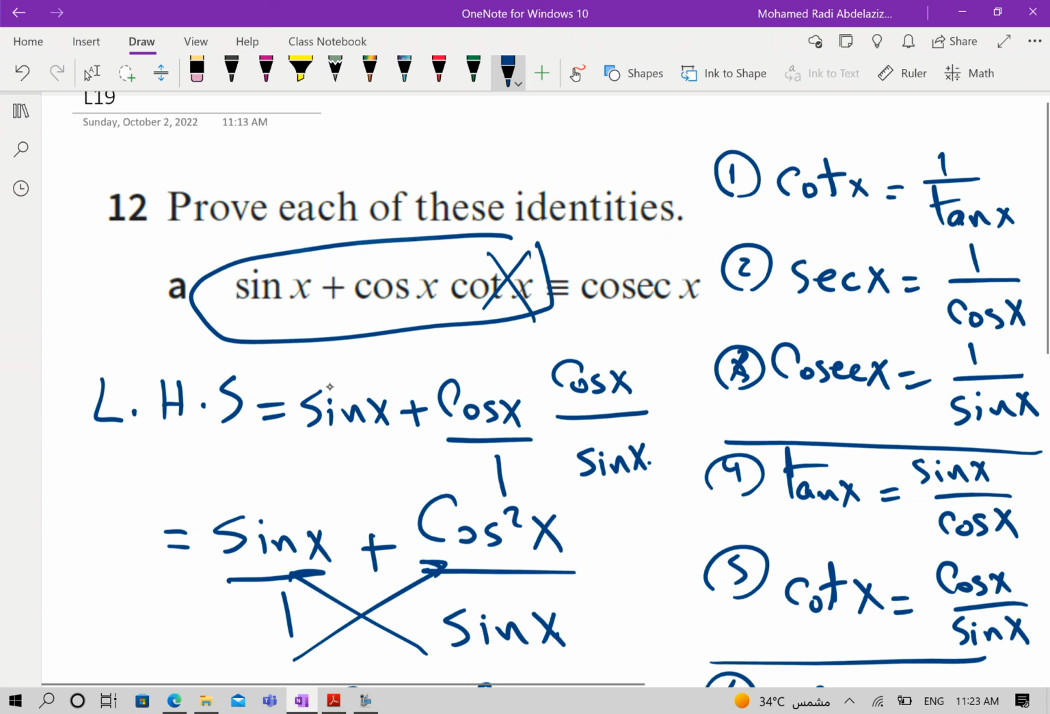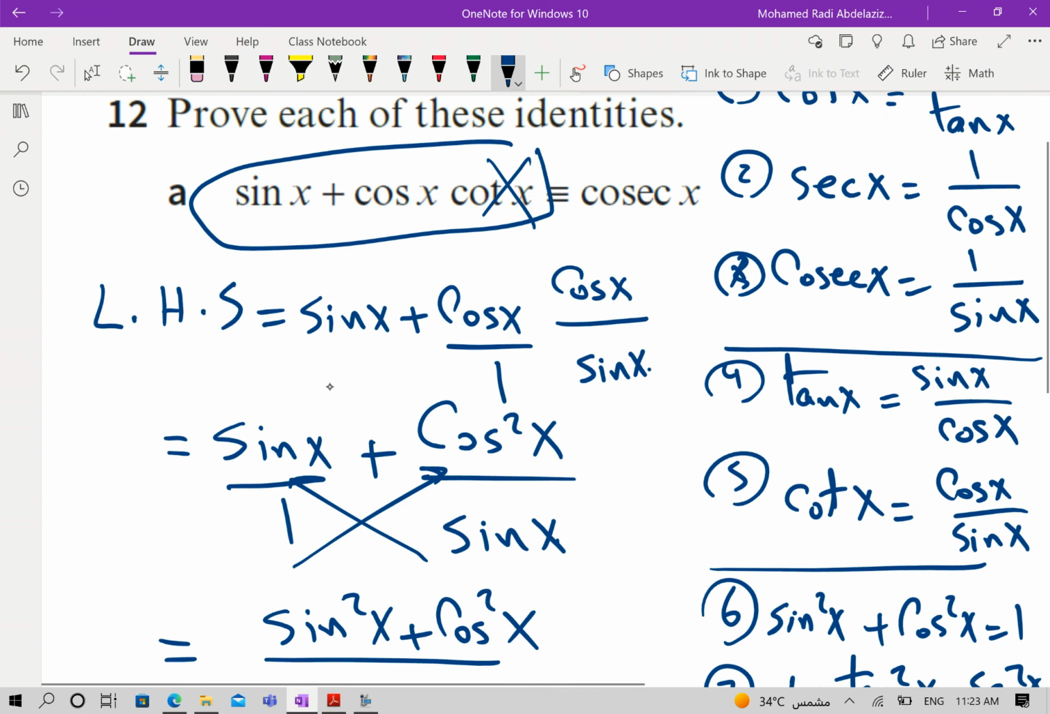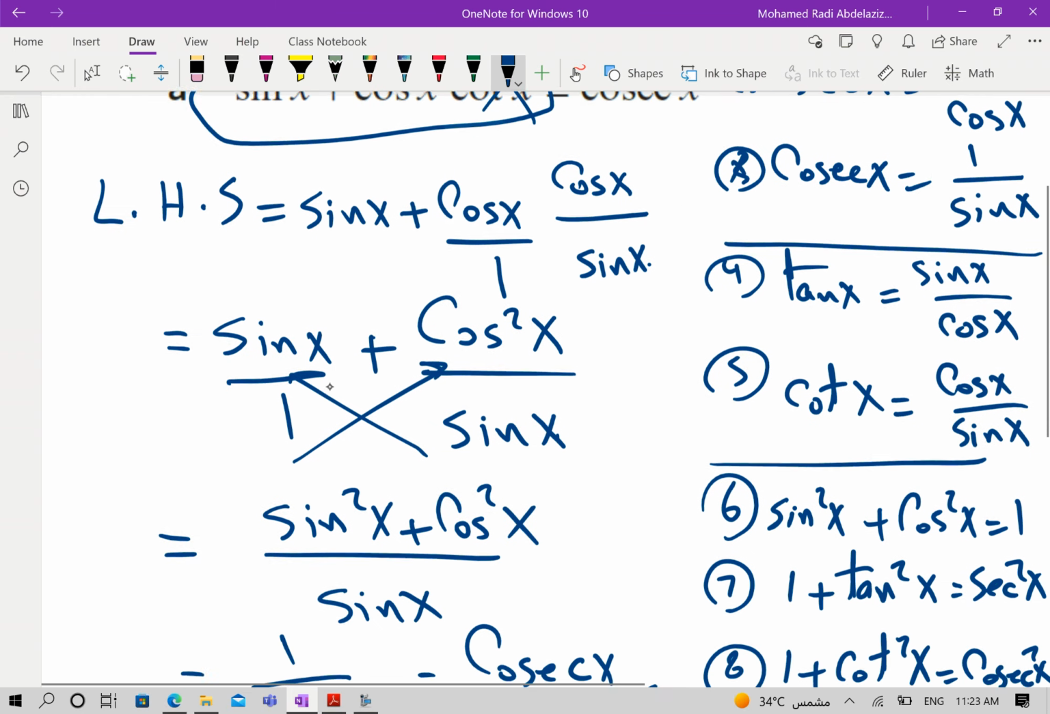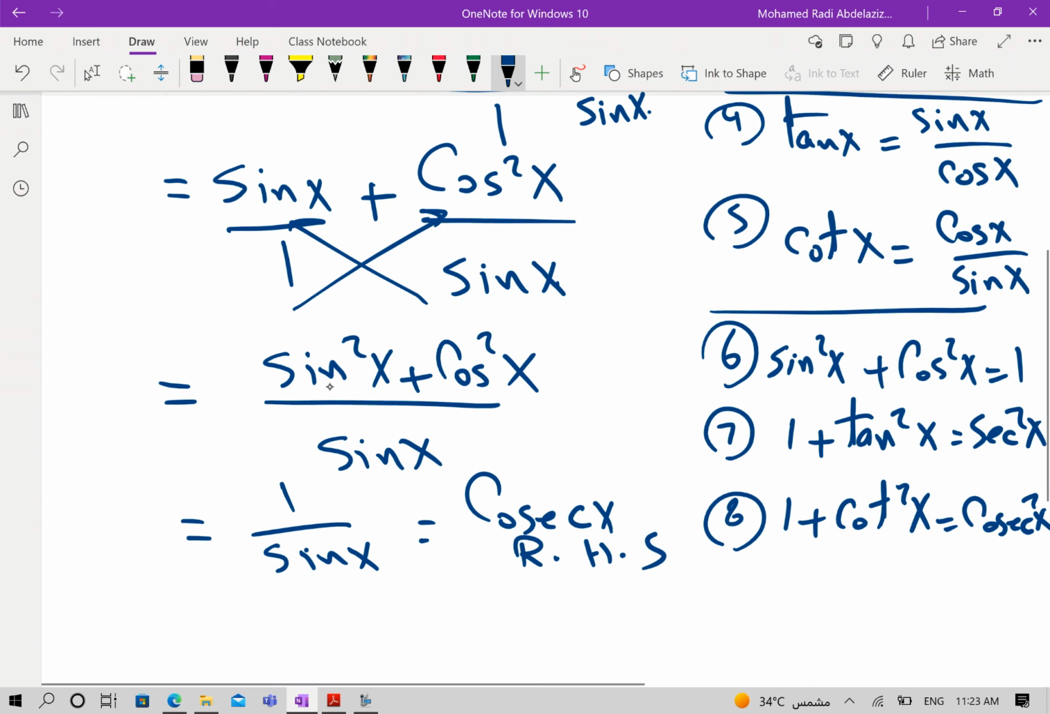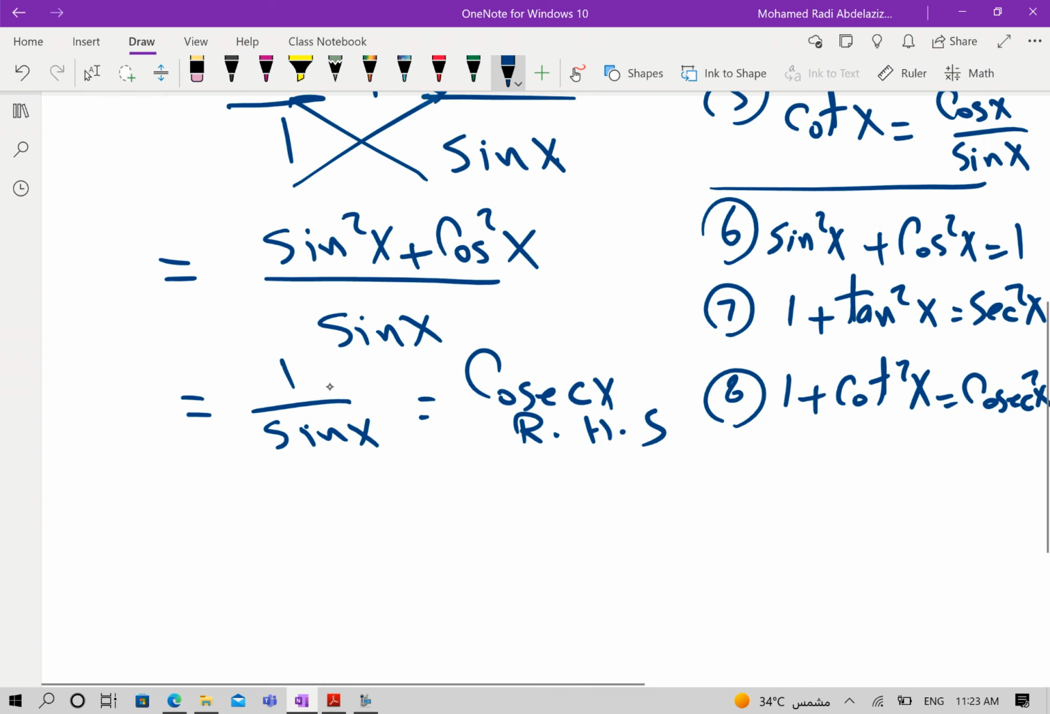But when you start with the left-hand side, each time look at the right side. I need to get what? I need to get cosec, so I need to get 1 over sine. See, step number 1, remove cotan, cosine over sine. Step 2, if you have two fractions, write it as a single fraction. If you have sine squared plus cosine squared, it is equal to 1.